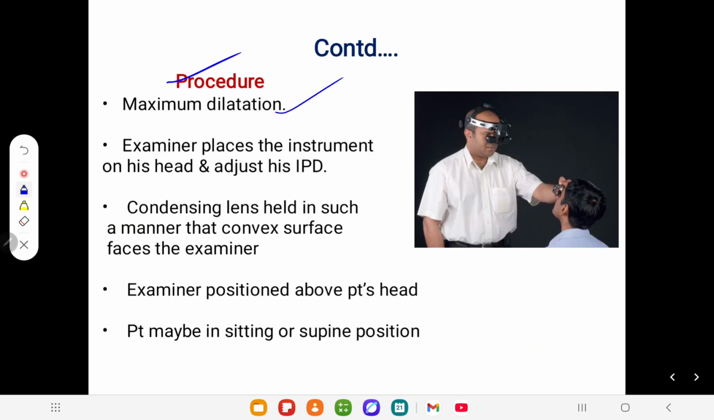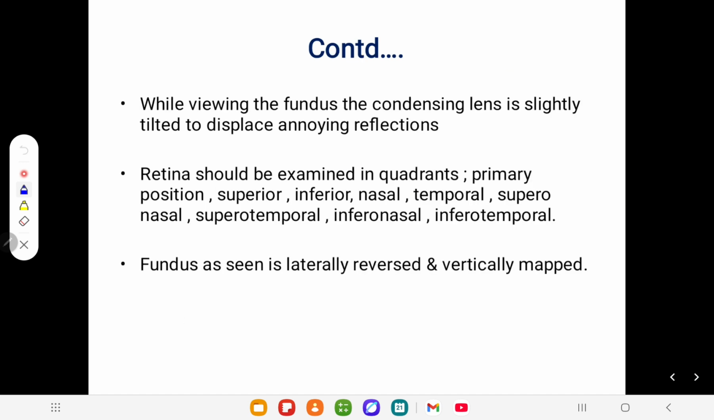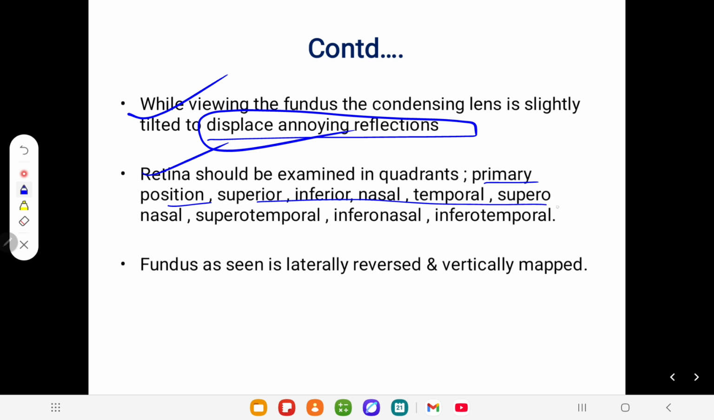The examiner is placed in front of the patient's head and adjusts the IPD, and the condensing lens is held such that it faces the examiner, in a position above the head, and maybe sitting in the supine position. Sometimes this procedure can be done in the supine position, and best is done in the supine position. While viewing the fundus, the condensing lens is slightly tilted to displace the lens reflection. We know that, isn't it? If we tilt the lens, the reflection goes away by 2 times. So that's very helpful. The retina should be examined in quadrants: primary position, superior, nasal, and everywhere.